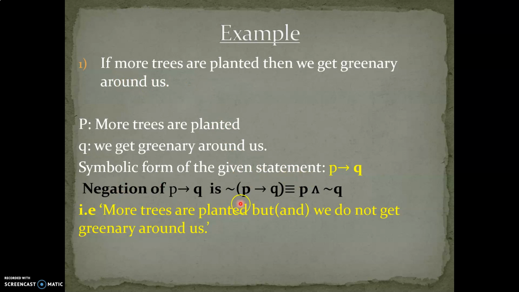Now negation of P implies Q is equivalent to P and negation of Q. We already studied this. Now we will apply the statement values in place of P and negation Q. So P is: more trees are planted. And, or but, either one you can apply: but we do not get greenery around us. We applied negation to the second statement here. So this is the answer for the given question.